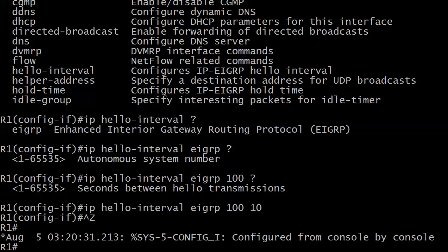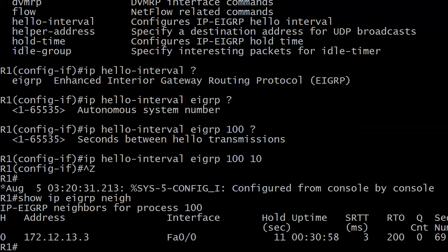One interesting thing, too, compared to OSPF: did you notice what happened there, or what didn't happen when I changed the timers? We didn't lose our adjacency. So let's do a show IP EIGRP neighbor. And you can see the adjacency is still here. It didn't drop or anything like that because you can see the uptime is now 31 minutes. So EIGRP neighbors do not have to agree on these timers.